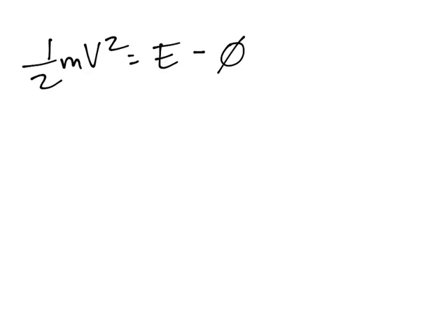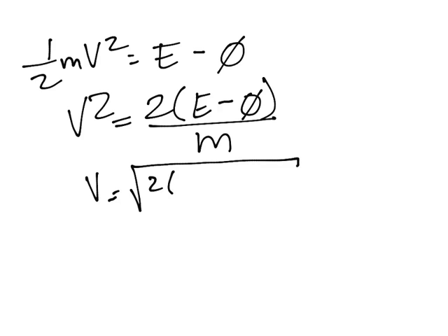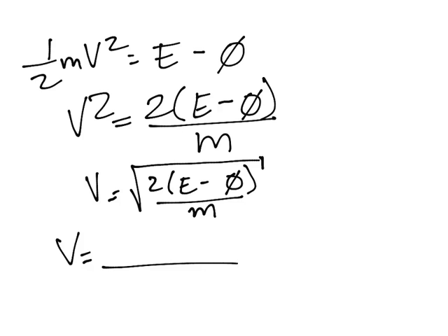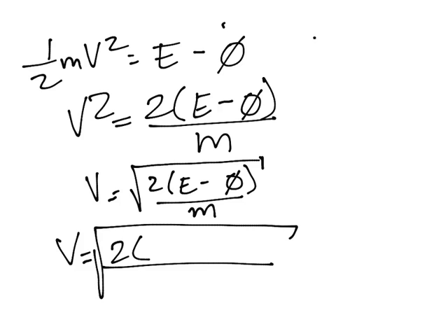So let's solve for what we want. v squared will be equal to 2 times e minus work function over mass. So v will be the square root of all of that. And just by solving for that, you can obtain the velocity. Let me do that. So we said that our energy, we haven't gotten. So let's do that really quickly.